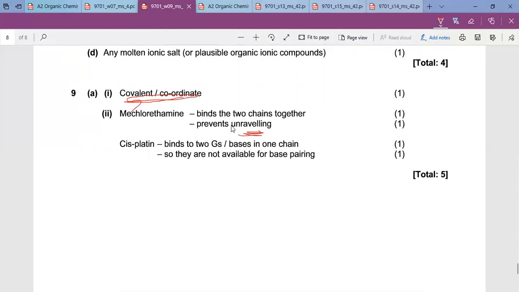See the marks: 5 marks, 1 mark for dative bond, 1 mark for binding the two chains together. It means they want to open it, break the hydrogen bond here, and then they bind here, so it cannot open, closed together. Girlfriend and boyfriend fight, you go there and hold them together, cannot break. Prevents unraveling. The cisplatin will bond the two G's in one base chain, bond them together, so prevents base pairing. Even though they open, they cannot form new cells. Therefore, they cannot multiply. The tumor will die.